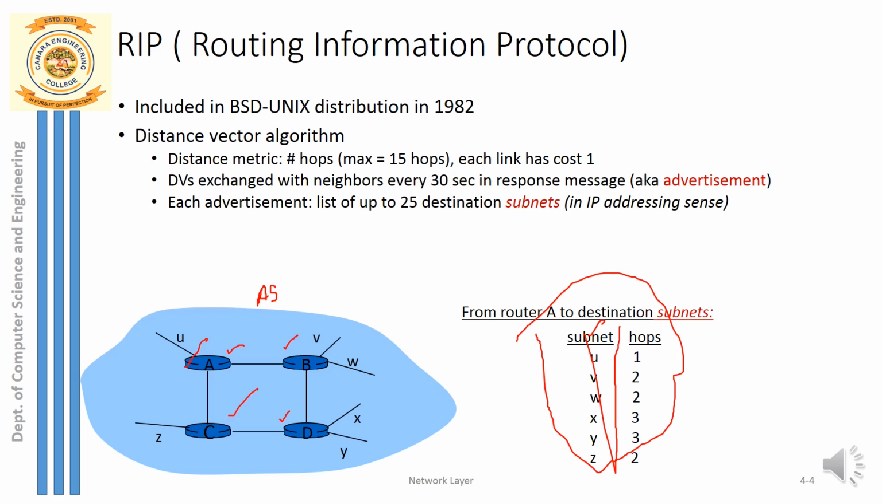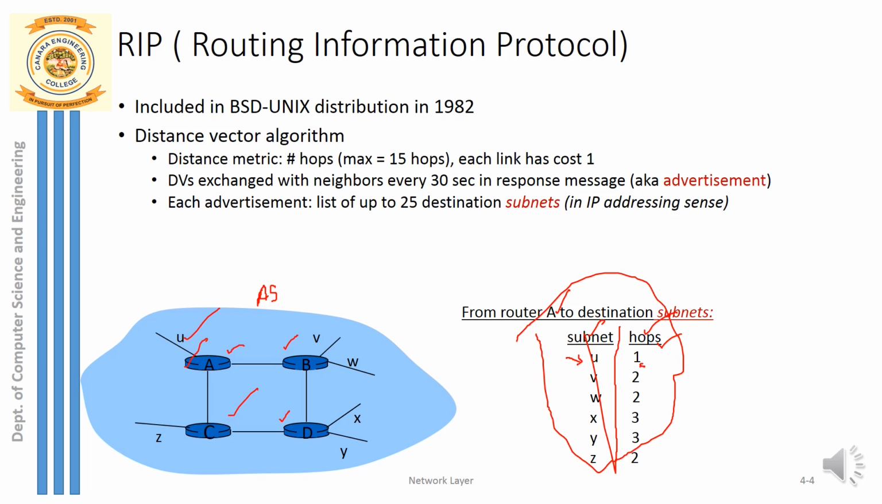The second column here is hops. So what are that subnet and hop? You can see here, the first subnet reachable from router A is U. What is the cost to reach subnet U from router A? It is just 1. So the hop cost, or the number of hops, to reach the subnet U from the router A is equal to 1.